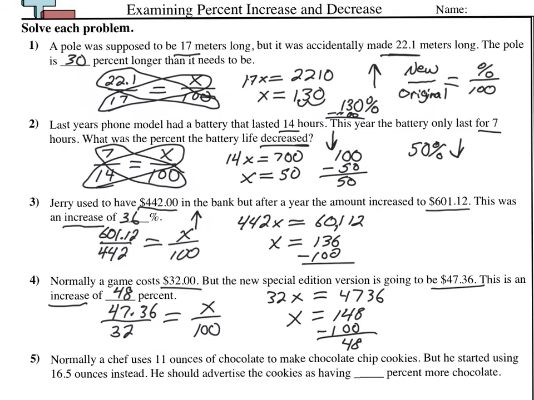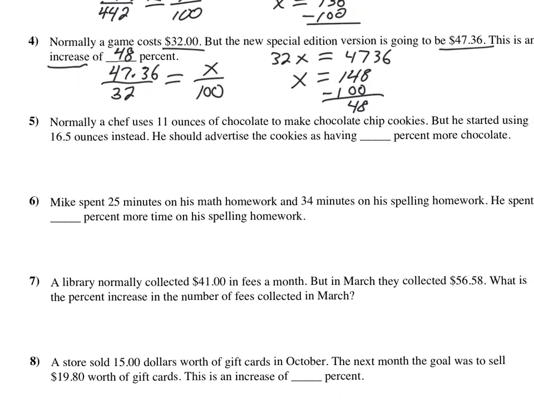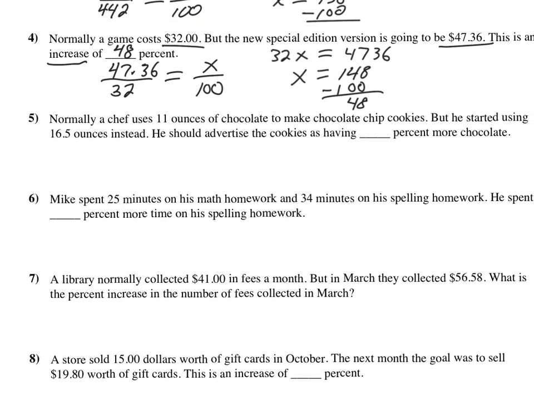Okay, I'm going to do one more, and then the rest are going to be yours on this notes page to finish. Normally a chef uses 11 ounces of chocolate, so there's our original. But he started using 16.5 ounces instead. He should advertise the cookies as having blank percent more. More means we're increasing. So the number is definitely going up. New over original.